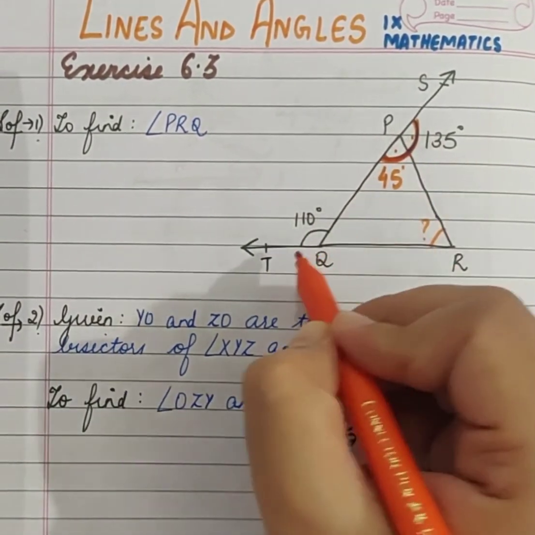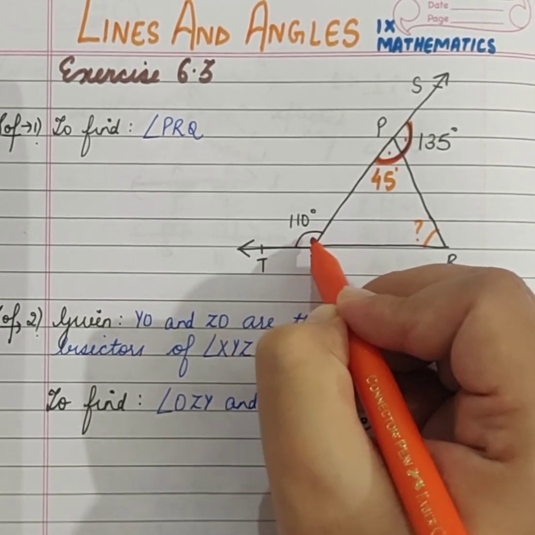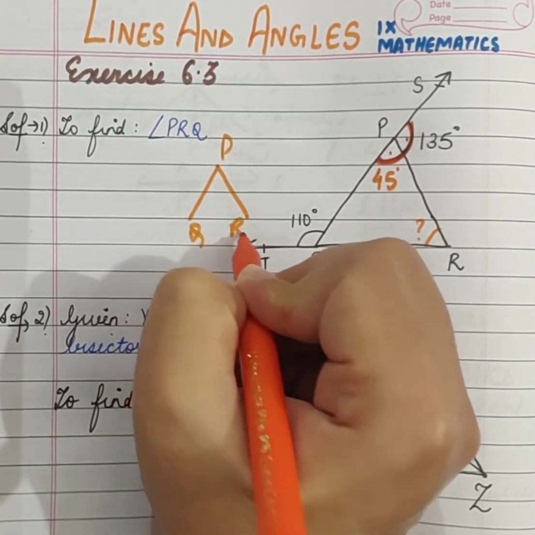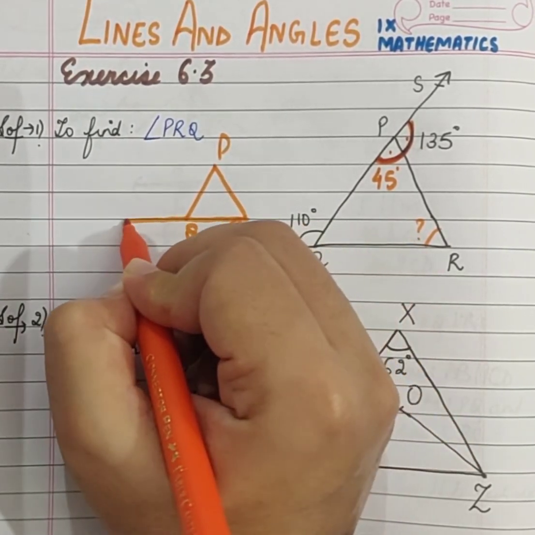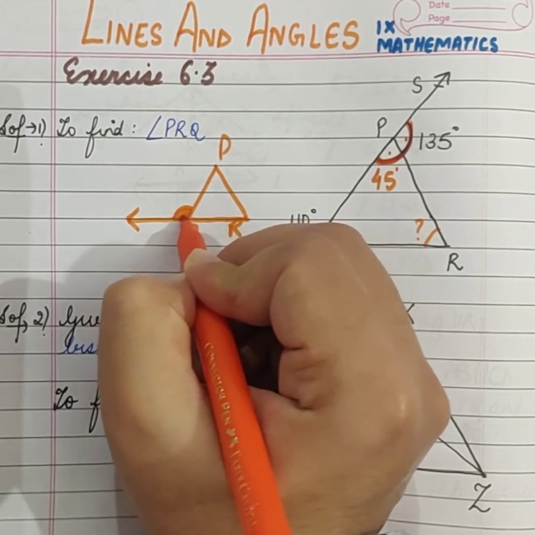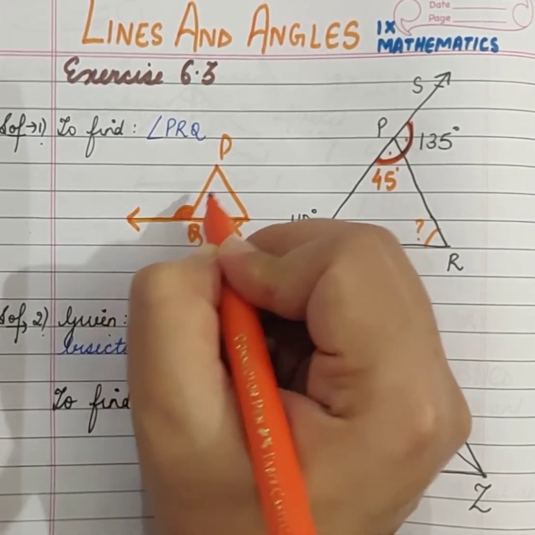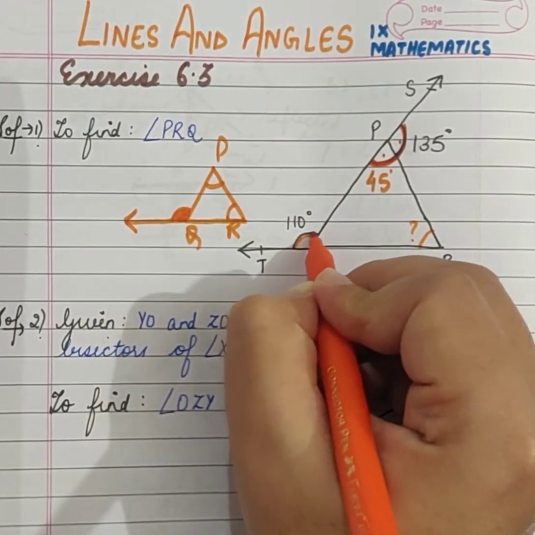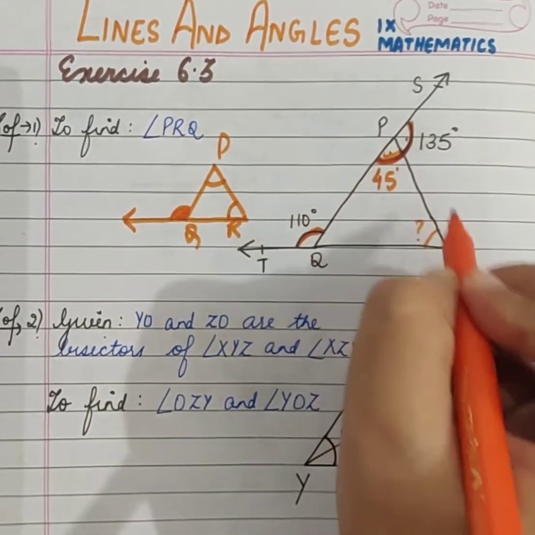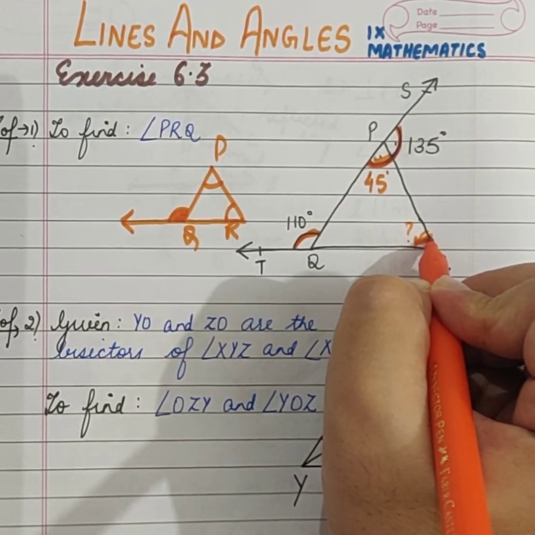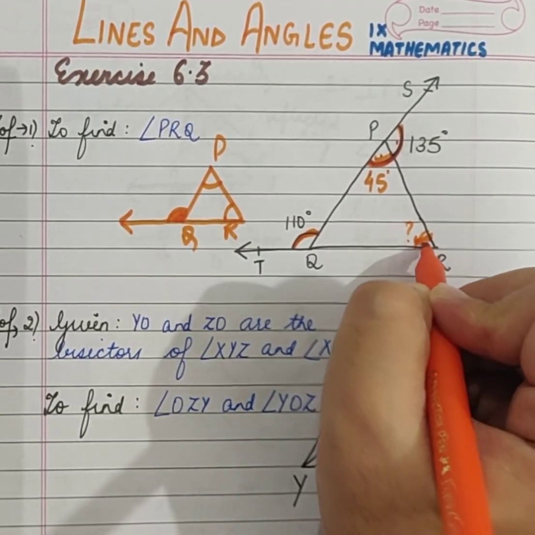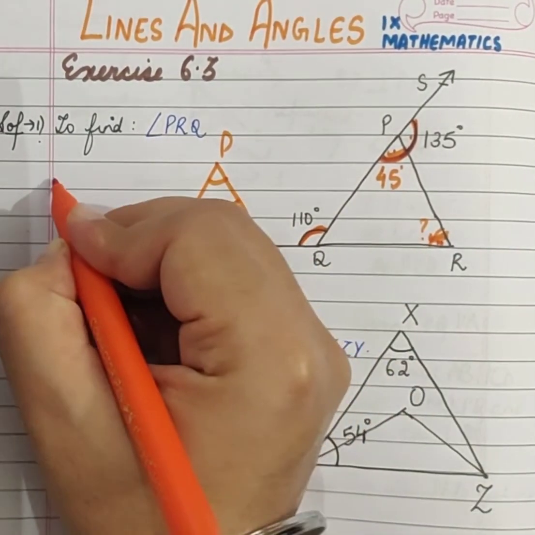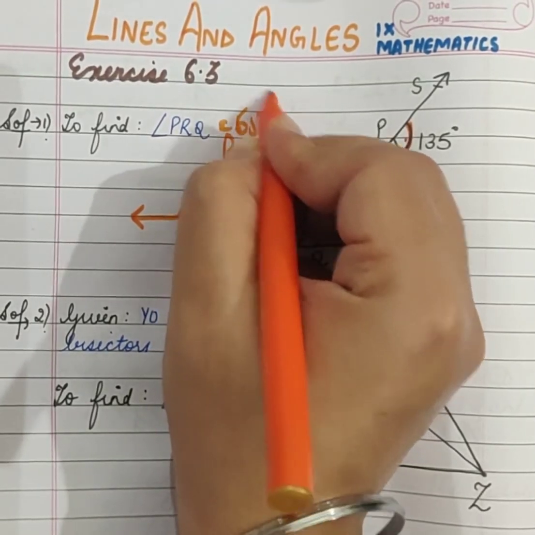Now, if I consider triangle PQR and the exterior angle of 110, its side RQ is extended. That means this is the exterior angle so formed. So this would be equal to angle P plus angle R. That means 110 degrees would be equal to 45 degrees plus angle R. So from here we can find the value of angle R and it will turn out to be 65 degrees.